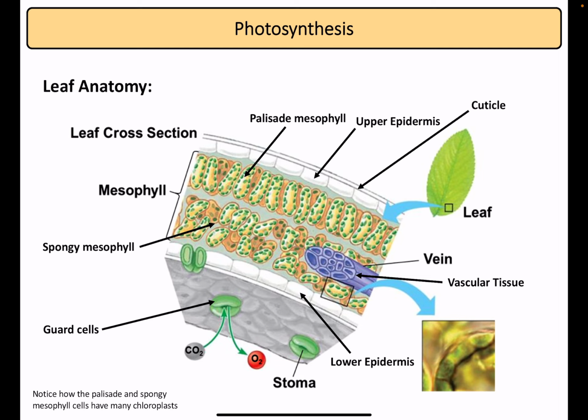Next, we're going to talk about the basic anatomy of a leaf. So here in this picture, you're looking at the cross section of a leaf. Here's the top of the leaf. Here's the interior of the leaf. And here's the bottom of the leaf. So we're going to start from the top and work our way down. We're going to discuss the various tissues or types of cells that are found within a leaf.